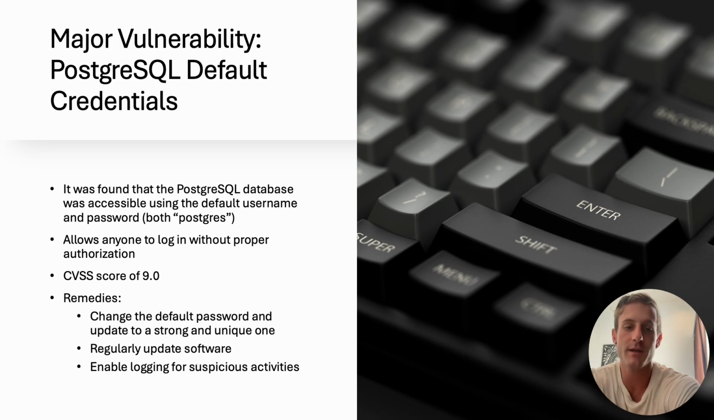So this would allow anyone to log in without proper authorization, and it has a CVSS score of 9.0. Now, to fix this, we have a few remedies. First, obviously, we need to change the default password and update it to a strong and unique one. We also need to keep the software regularly updated. This will patch any bugs that are found to exist on the system or on the service. And we should also enable logging to track and see any suspicious activities that happen using the service.